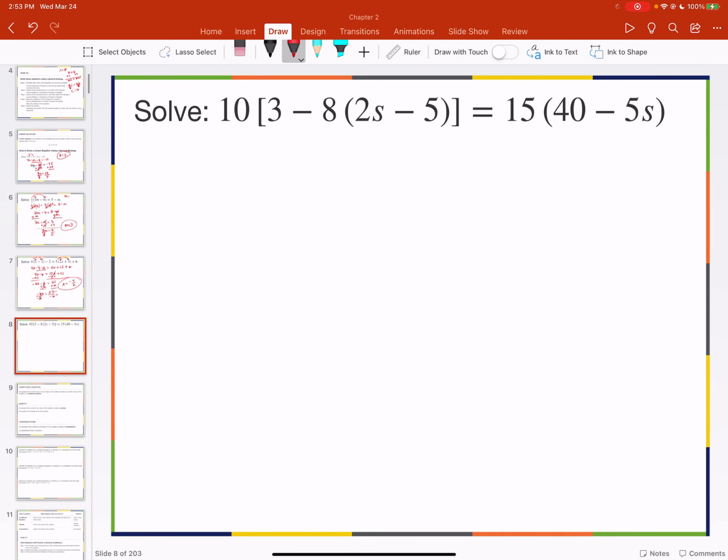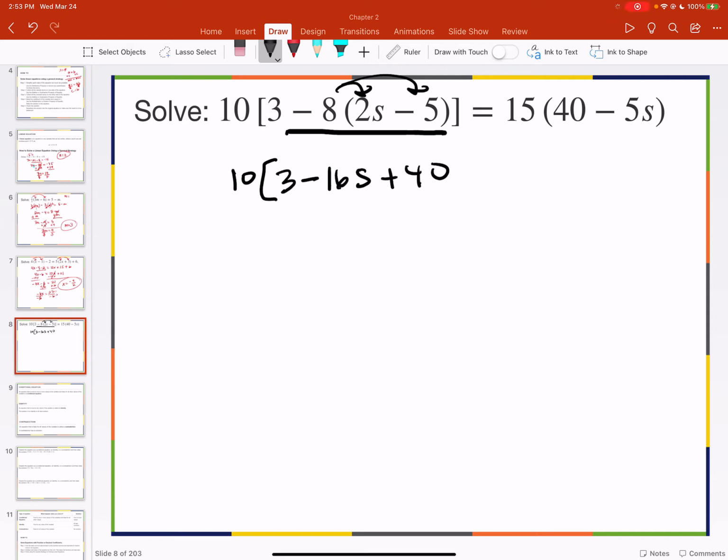Okay, let's do one more. This one looks a little complicated, but that's fine. Let's go ahead and work inside out. So we need to focus on this first, and then we can go ahead and distribute. So this is 3 minus, right? 8 times 2 is 16s. Negative 8 times negative 5 is positive 40, right? Close bracket equals, and then we can distribute this.